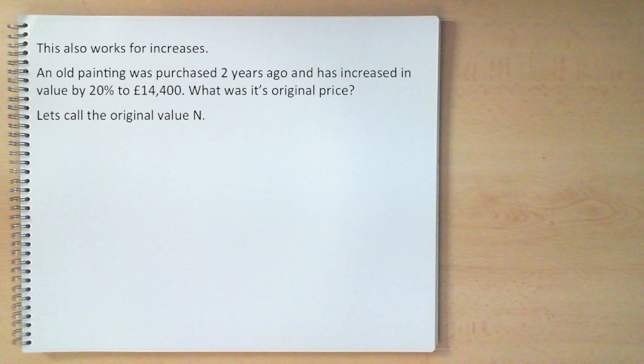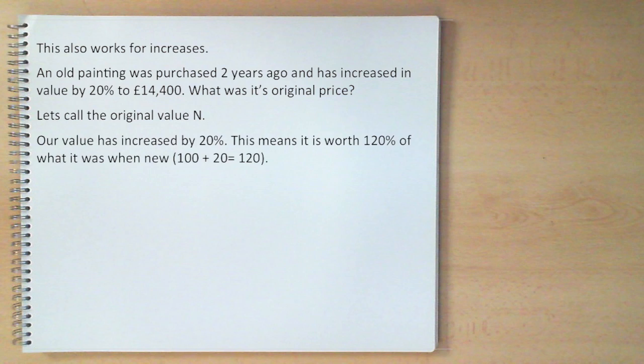Our value, we're told in the question, has increased by 20%. So this means it's going to be worth 120% of what it was when it was new. That's the 100% it started with, plus the 20% increase. So it's now worth 120% of the new value. We can write that down as a mathematical equation very simply. n times 120% equals £14,400.